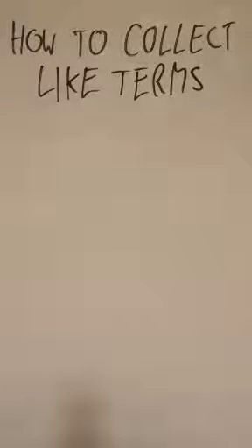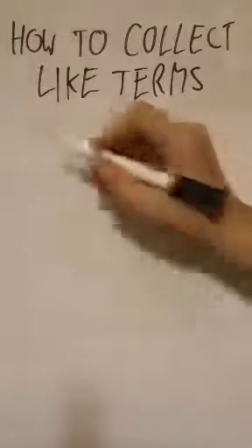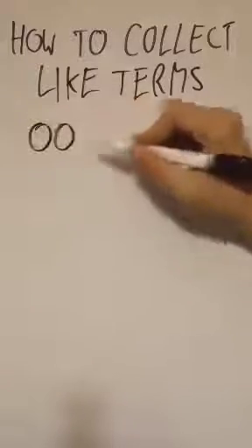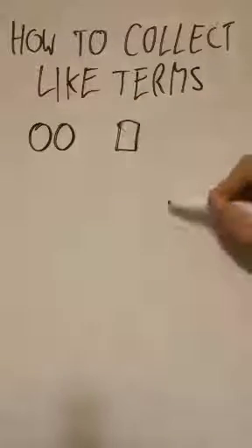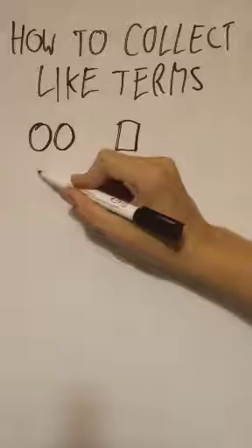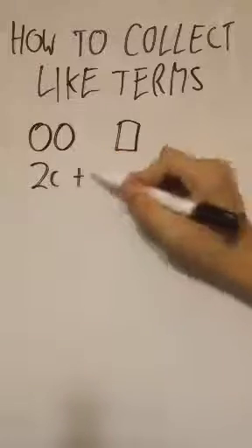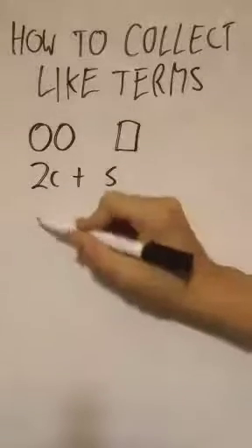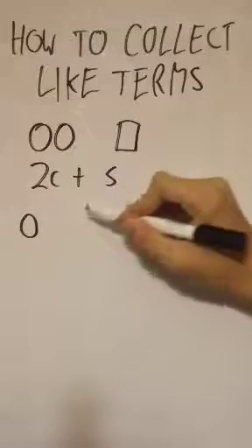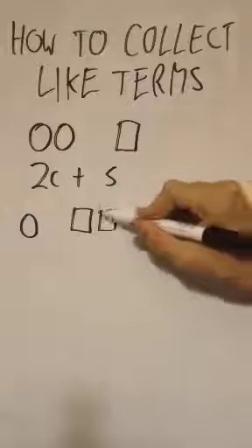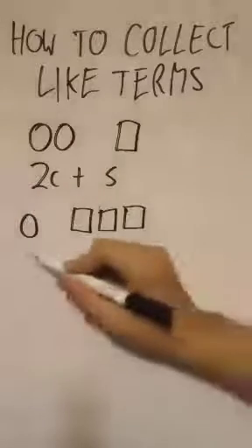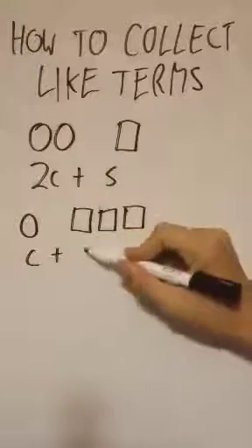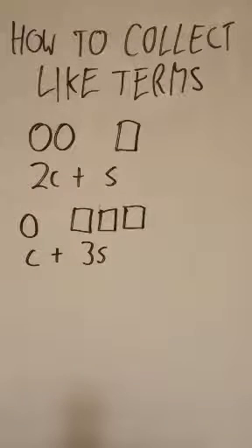In this video, we're going to look at how to collect like terms. Let's say we had two circles and one square. We could represent this as 2c plus s for one square. Now, if we added another circle and three squares, we could say this was c plus 3s.